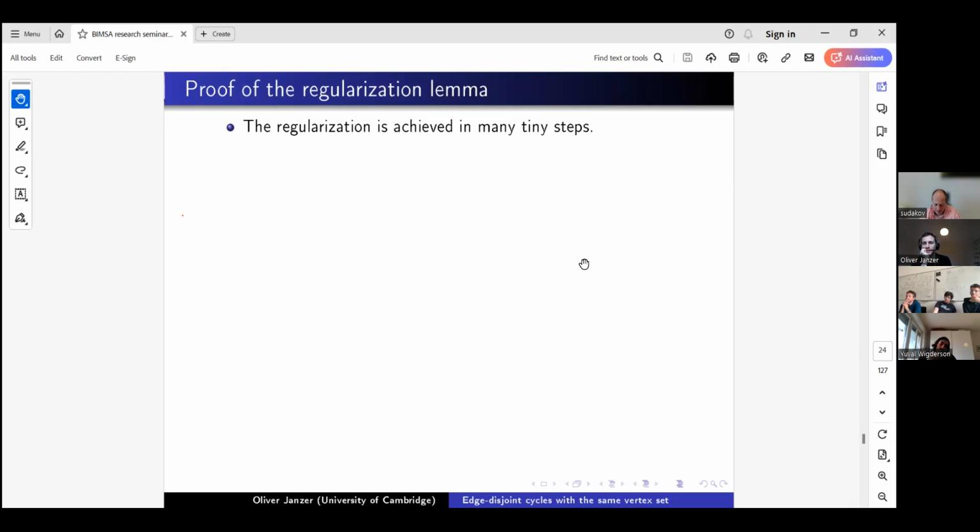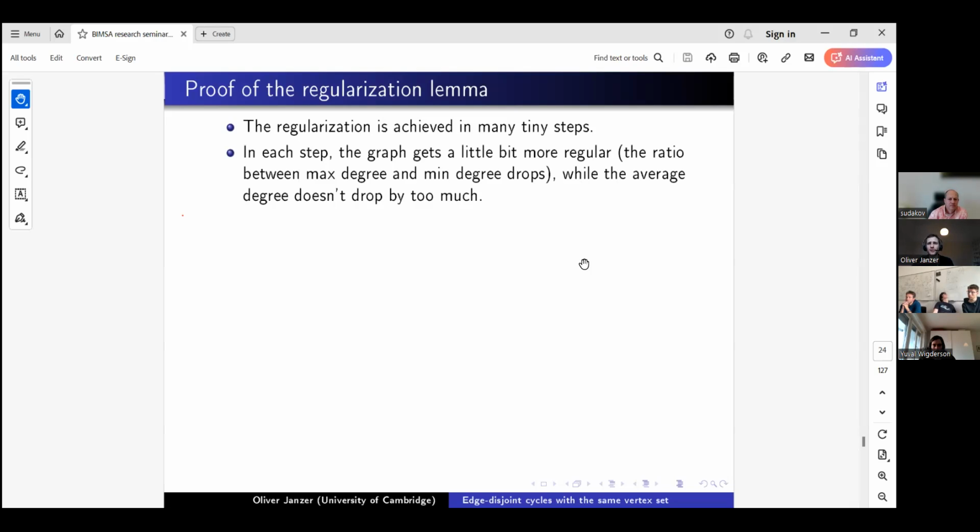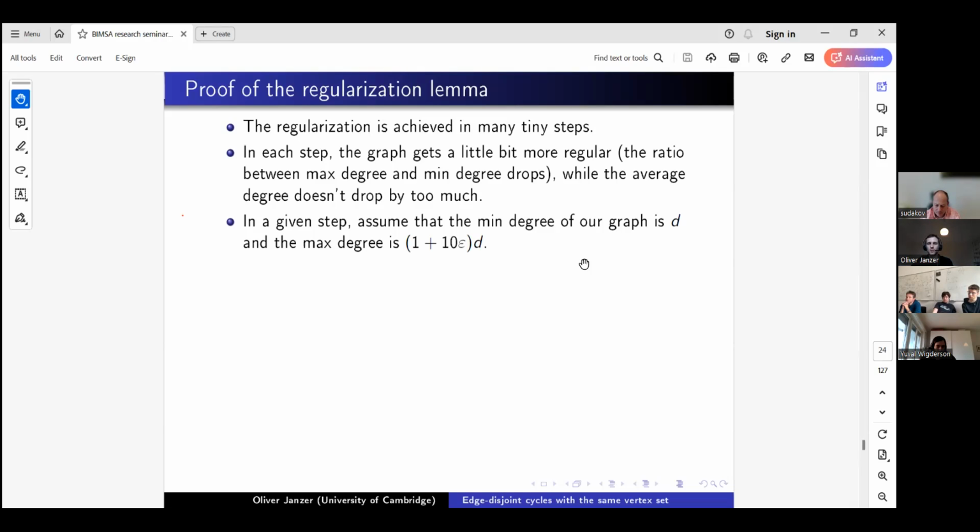So in the last few minutes, let me talk about just this regularization lemma, and in particular, how we prove it. The regularization is achieved in many small steps. And in each step, the graph will become a bit more regular in the sense that the ratio between the maximum degree and the minimum degree will drop a bit, while the average degree doesn't drop by too much. So what does one step of this regularization look like? Let's assume that the graph has degrees between d and 1 plus 10 epsilon d at a given step. And I'll make something random with it, something rather delicate, like a small change that corrects the degrees by some epsilon.